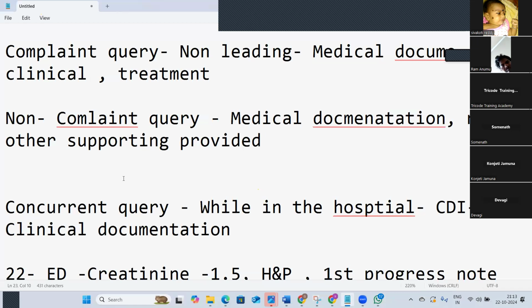Compliant and non-compliant is a guideline. We should ask the physician in the same way. It's a kind of format. We can ask the physician in the compliant way, which is a formal way. A leading question should not be asked. It's a type of format. That's it. Okay. Any questions apart from this?